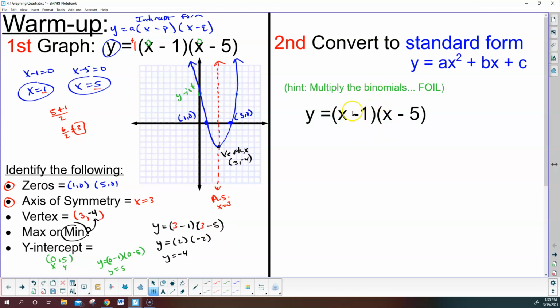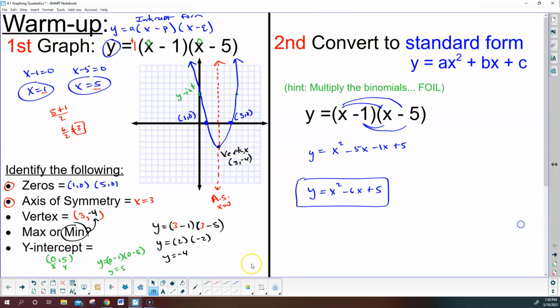All right, and then the other test is, what if I take this exact same example and I want to convert? We FOIL. Now you could FOIL, or you could use the box method. But if I do x times x, I get x squared. X times -5, negative 1 times x, negative 1 times 5. And there is my standard form.